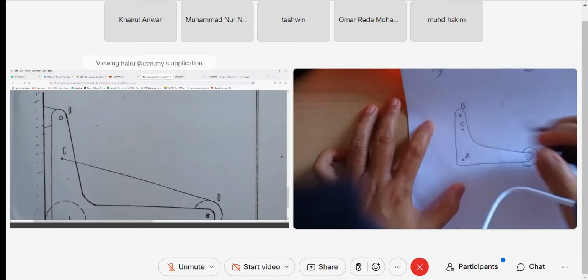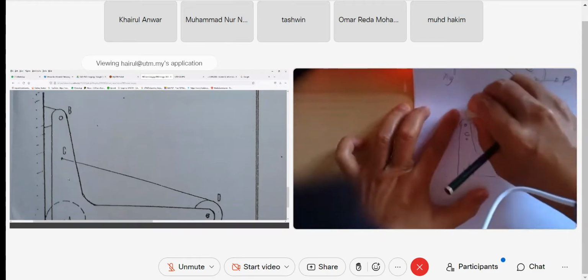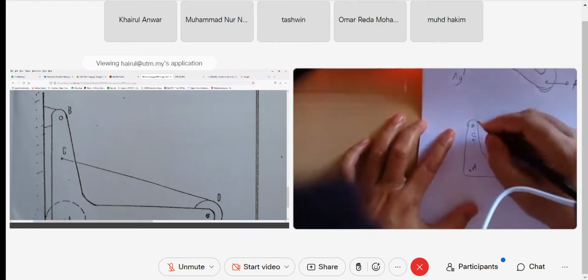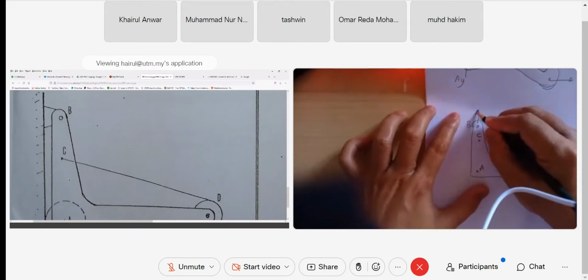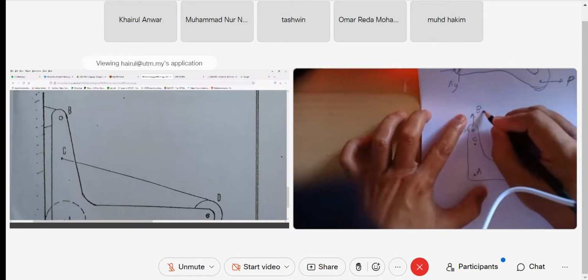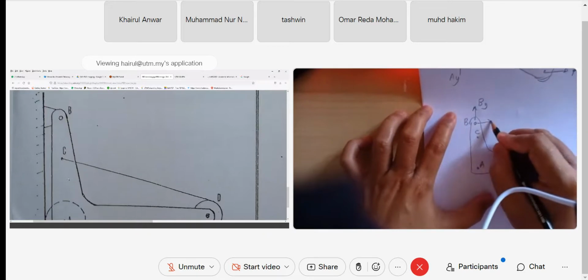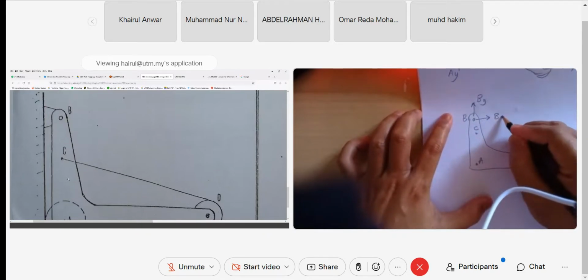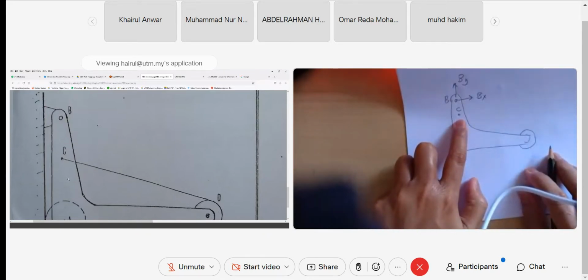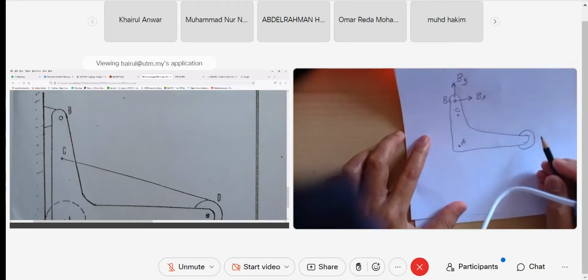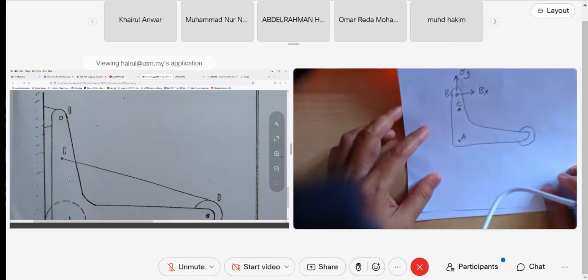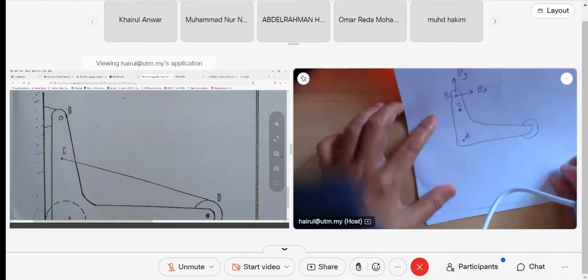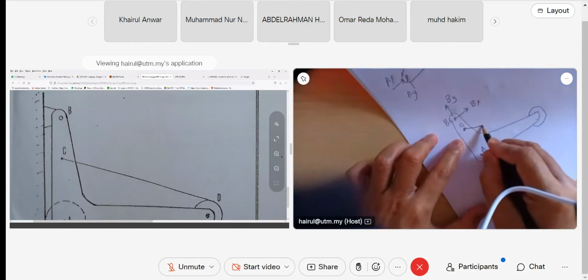Okay, B is a pin joint. So I have BX and BY. Remember, do not worry whether the direction of B is up or down, never mind, nanti you can get the right direction. C apa? Remember, we attach a rope. This we do not call a pin joint. It is the direction of the rope's tension, betul tak?